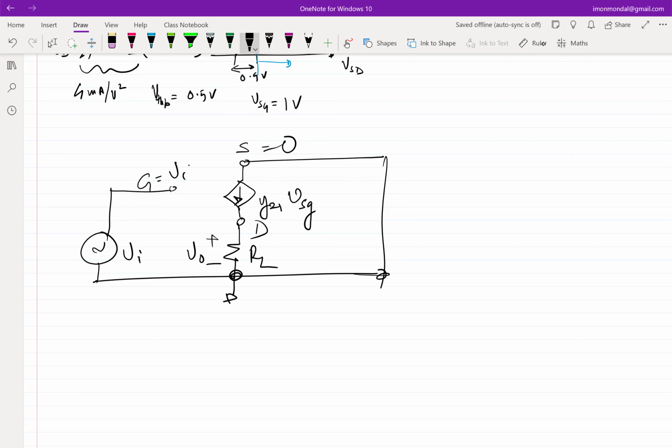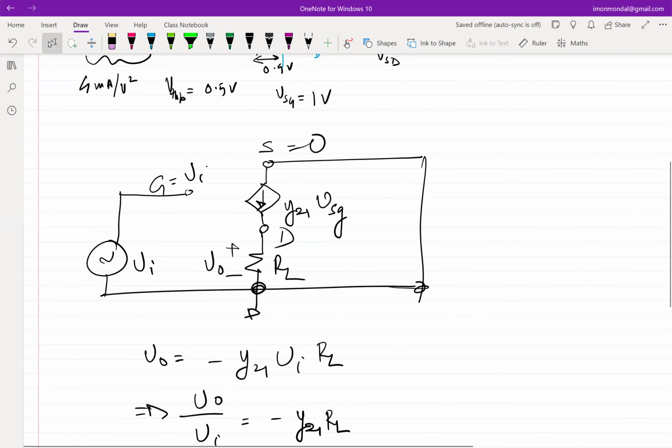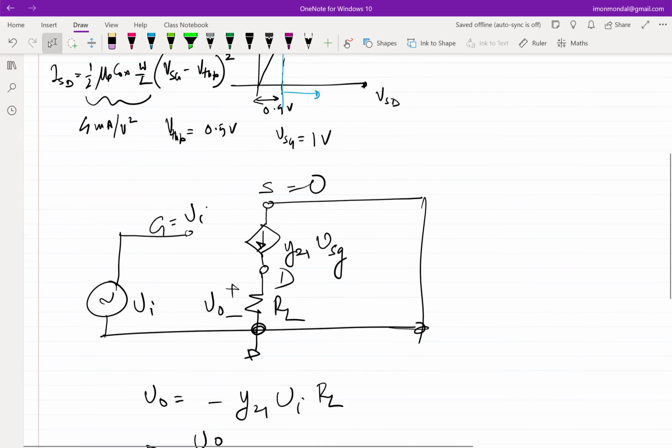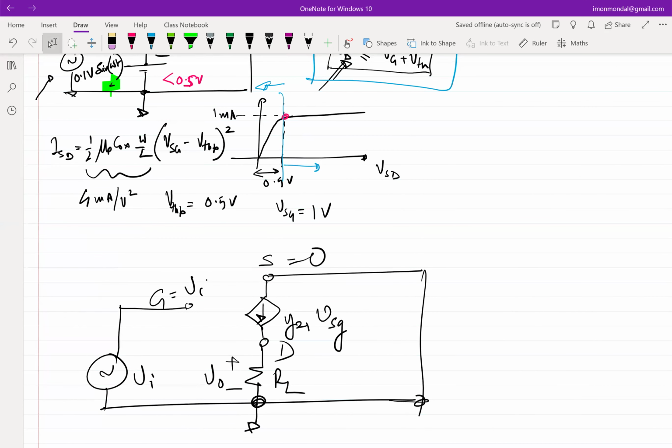So Y21 times minus VI is flowing into RL. So V naught is minus Y21 VI times RL. So V naught over VI is minus Y21 times RL. Okay. So what is Y21? You can calculate the value of Y21 and tell me from the values that I have given. You quickly calculate and tell me.